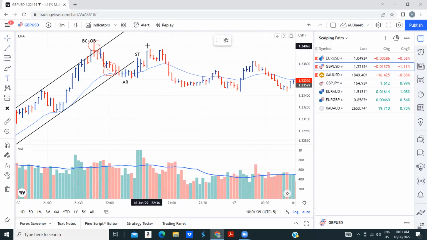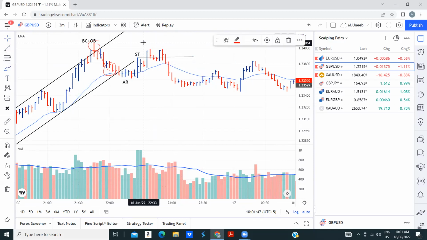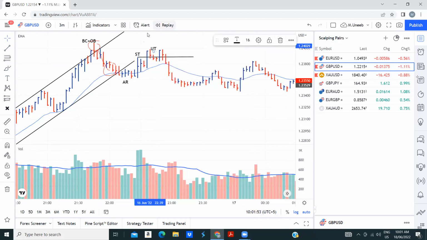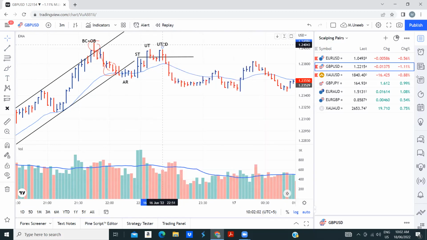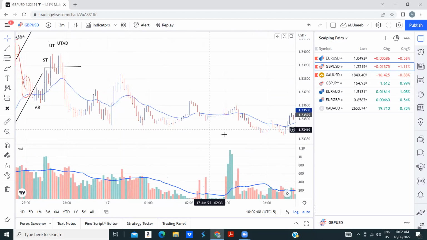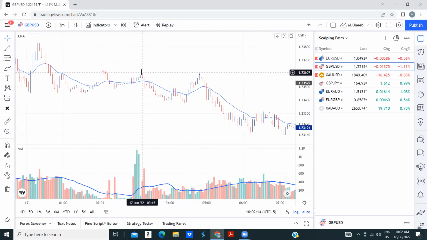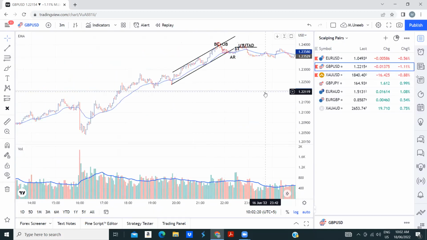Okay. This one would be what? Again. Yes. So this one would be UT. And this one would be UTAD. Okay. Got it. And we went down. You see, we went down. Now you can see the moves are very, very small because the US market is closed here. That's why, but it still went down. This was a major distribution, right? Do you understand the difference?